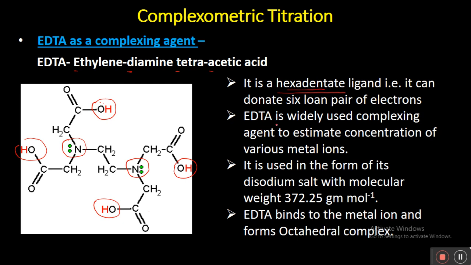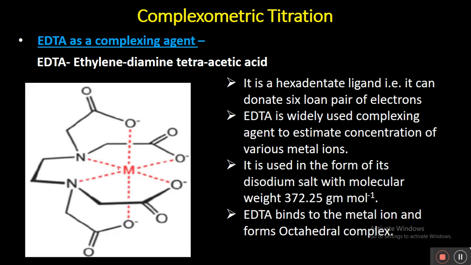Now this EDTA is a widely used complexing agent to estimate the concentration of various metal ions. So a very vast majority of metal ions can be estimated or titrated by using EDTA. It is used in the form of its disodium salt with molecular weight 372.25 gram per mole. EDTA binds to the metal ion and forms an octahedral complex. So how does the octahedral complex look like? Now look. So this is the central metal ion, and this metal ion is complexed by this hexadentate ligand.